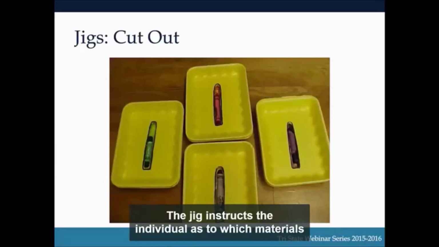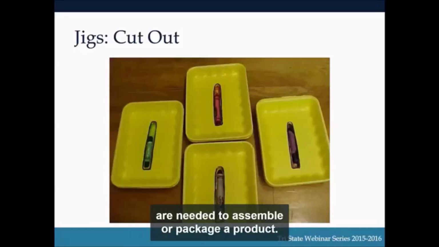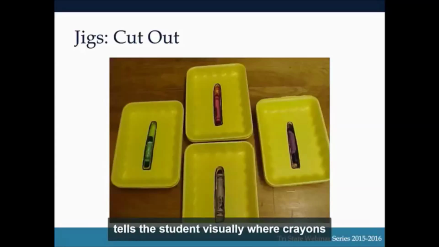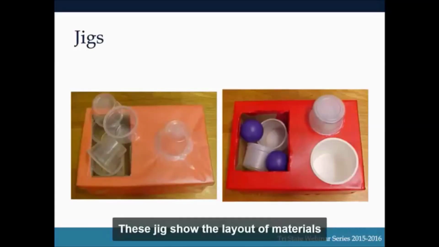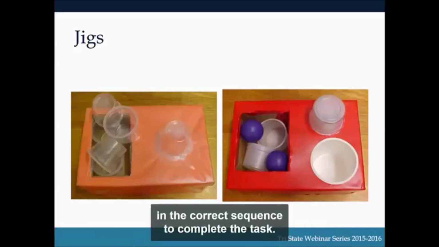in Asheville, North Carolina. The most basic level of jig is the cutout. The jig instructs the individual as to which materials are needed to assemble or package a product. An inset puzzle type, like this photograph, tells the student visually where crayons are to be placed. These jigs show the layout of materials in the correct sequence to complete the task.